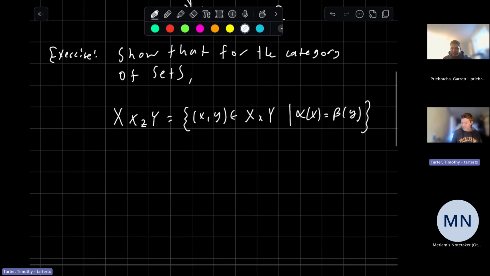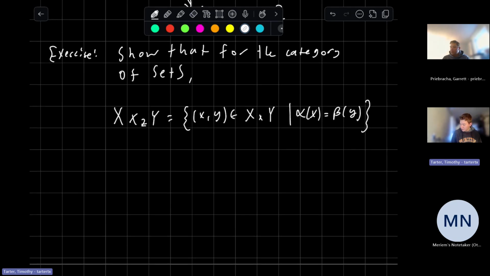Okay, sorry about that. And then the subtext is that more precisely, show that the right-hand side equipped with the evident maps to x and y satisfies the universal property of the fibered product. And so basically, we want to show that we can either do set containment or we can show that the right side is the unique factorization through X fibered product Y.